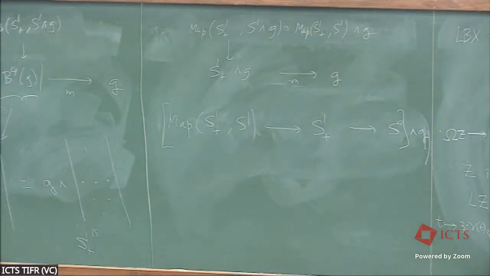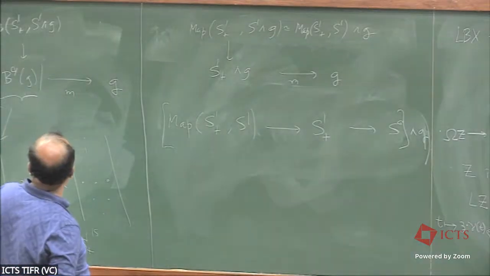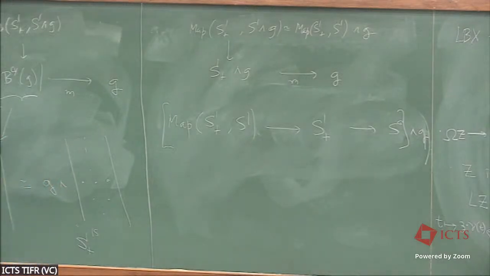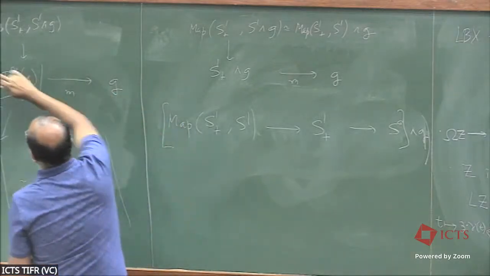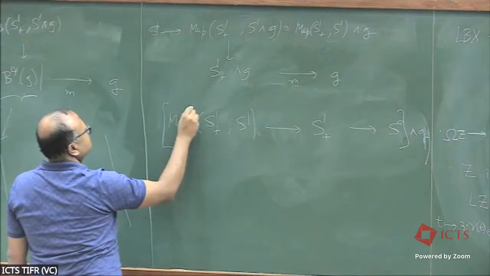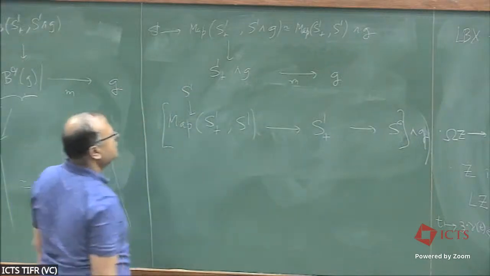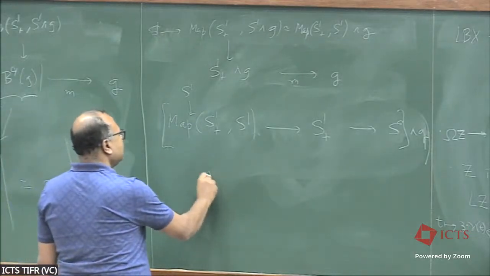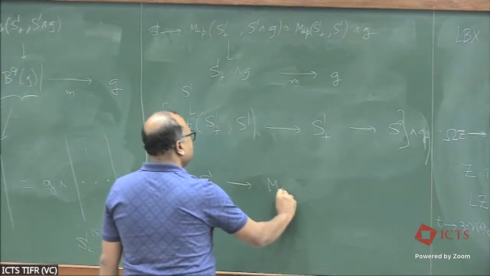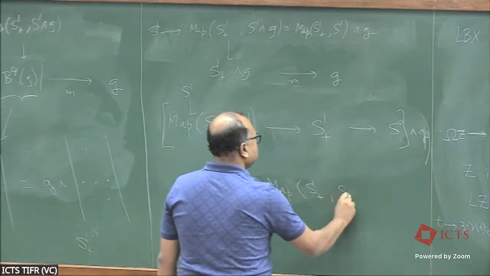Oh sorry, I messed it up. No, this is fine. Wait, I also have this one, right? Sorry, I also have to look at this one. So S1 to that composite. Now you can figure out the map from S1 to map S1 plus S1.